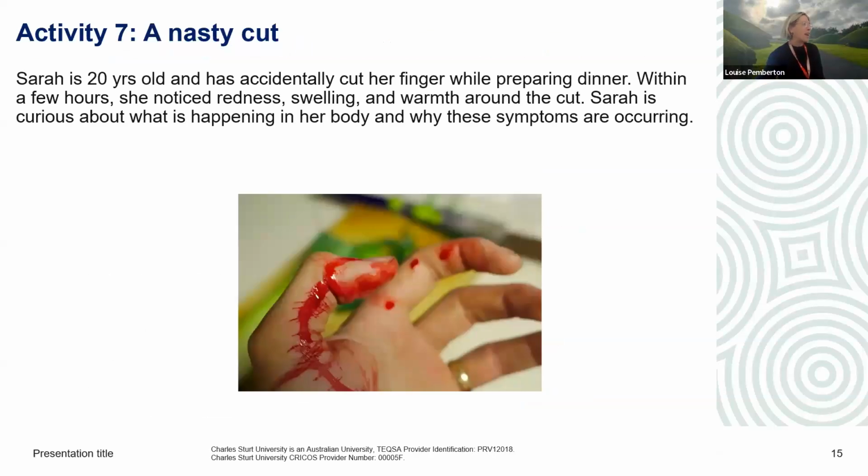Okay, we're going to move on now and talk a little bit about inflammation, if you don't mind. So Sarah is 20. She's accidentally cut her finger while preparing dinner. Within a few hours, she notices that it is red, a bit swollen, and a little bit hot around the cut. Sarah's curious about what is happening in her body and why these symptoms are occurring.